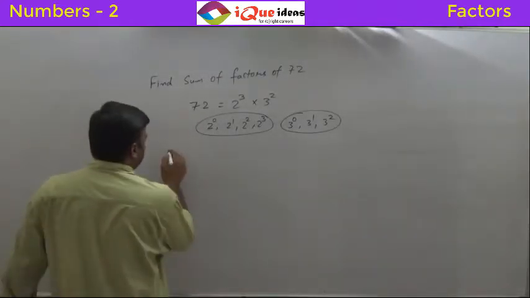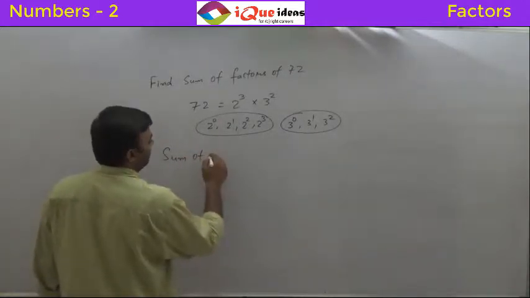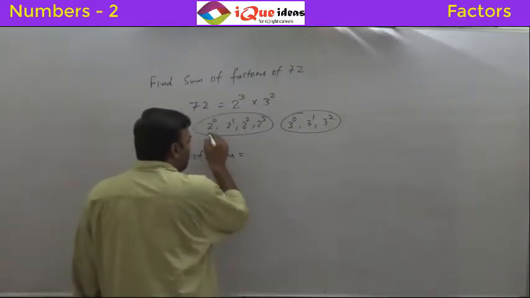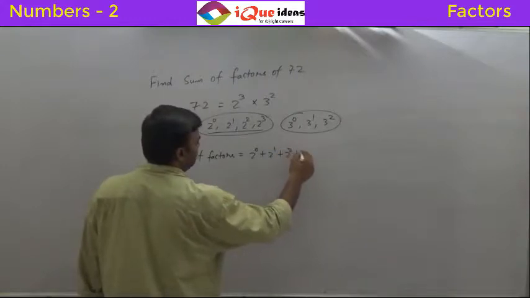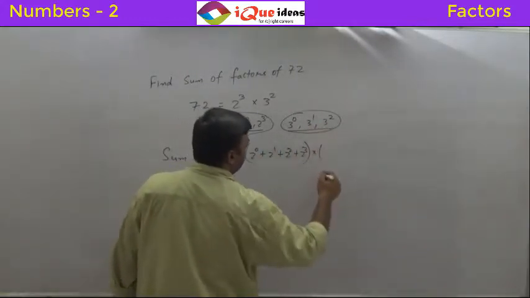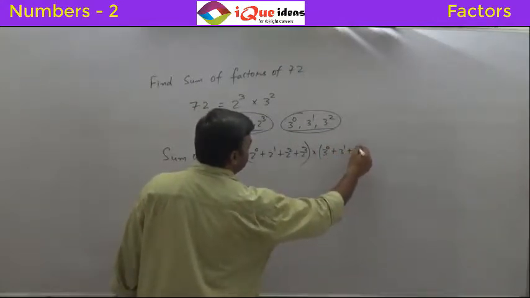Now to find the sum of factors, see what we have to do. Sum of factors, we simply add them. The sum of factors would be equal to, let's see, add all the possible powers of 2. So 2 raised to 0 plus 2 raised to 1 plus 2 raised to 2 plus 2 raised to 3. Multiply it by the sum of all possible powers of 3. So that is 3 raised to 0 plus 3 raised to 1 plus 3 raised to 2.